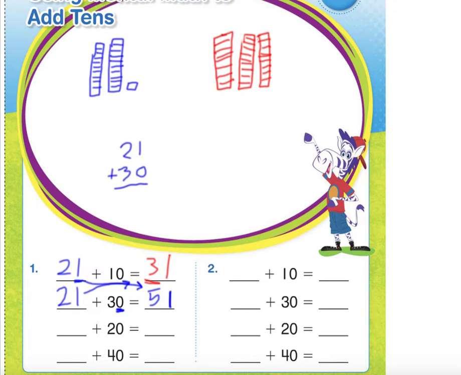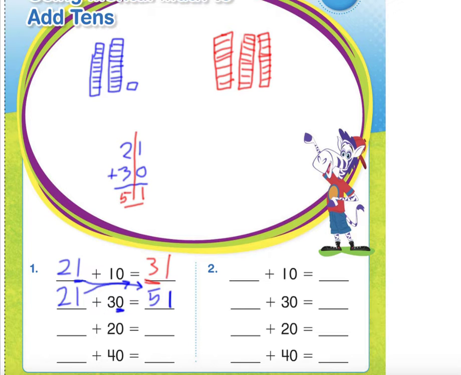Okay, so now I rewrote 21 plus 30. And I'm going to make my little dividing line here. Look, 1 plus 0 is 1. And 2 plus 3 is 5. And we still get 51. The answer doesn't change. All right, so now let's try doing this with the next one.